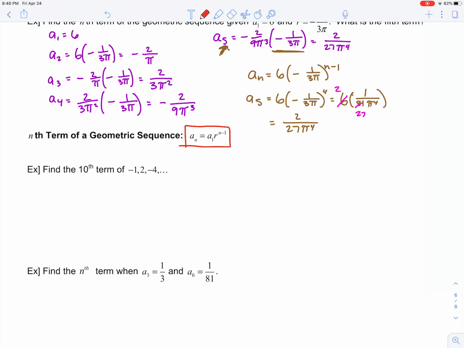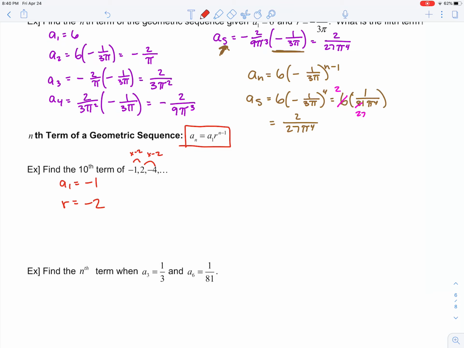Find the 10th term of this sequence. So I don't want to find 10 terms. I want to define a formula for the nth term, and then we can just plug in n equals 10 to find the 10th term. So we need the first term, which is negative 1. And we also need the common ratio. So from negative 1 to 2 and 2 to negative 4, we're multiplying by negative 2 each time. So that would be our common ratio.